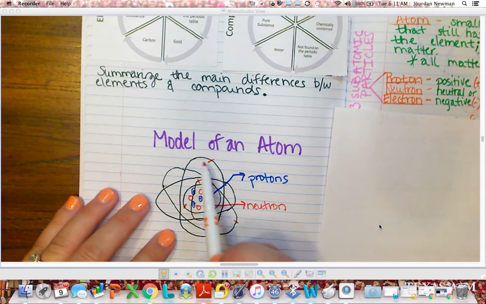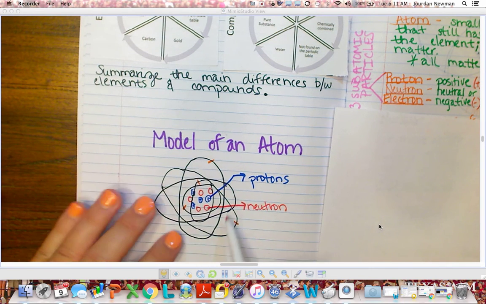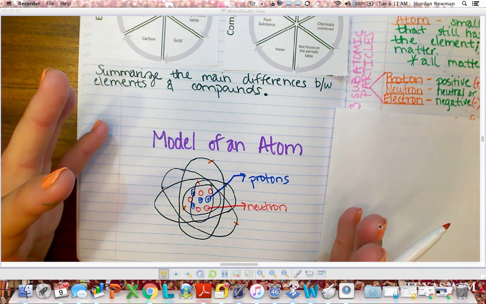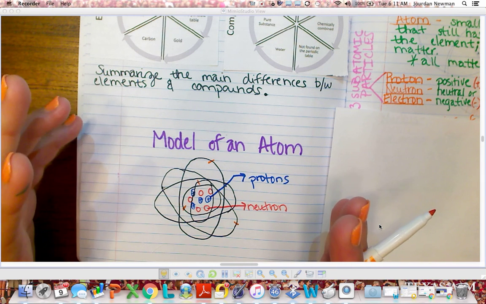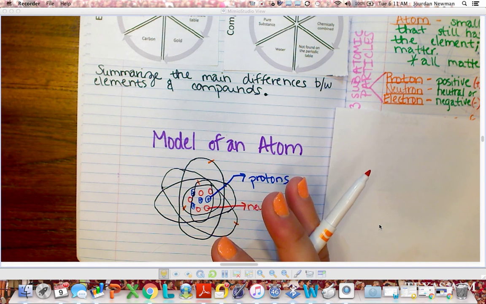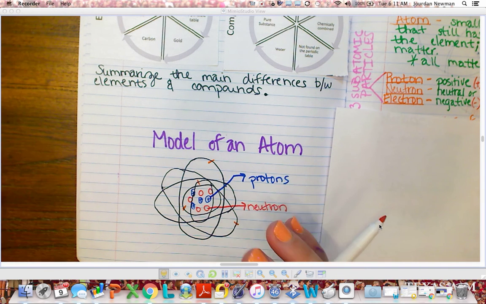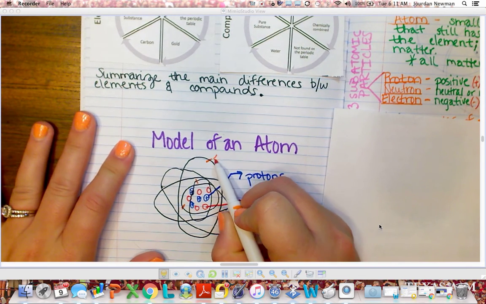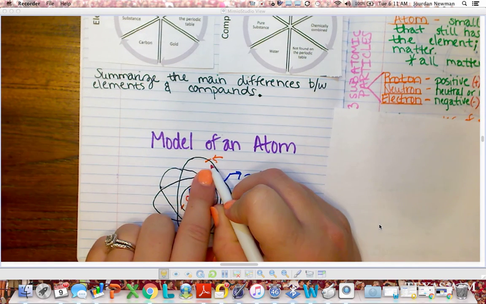Okay, and our electrons are out here in what we call the electron cloud. Okay, these electron orbitals, these rings that you see, in today's modern model, we call it a cloud of electrons. Okay, these electrons have different amounts of energy and they're moving around the atom in different locations within the electron cloud.